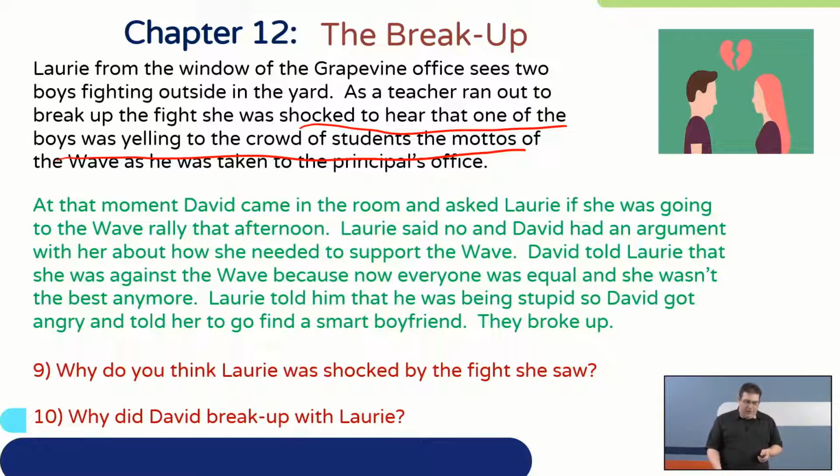Number 10, why did David break up with Lori? They broke up over the wave, over Lori not wanting to be part of it anymore, not wanting to go and be with the other wave members and cheer on the wave and celebrate the wave. And that's why they broke up. How can David have a girlfriend who's against what he loves, what he's a member of? Doesn't work. So he broke up with her.